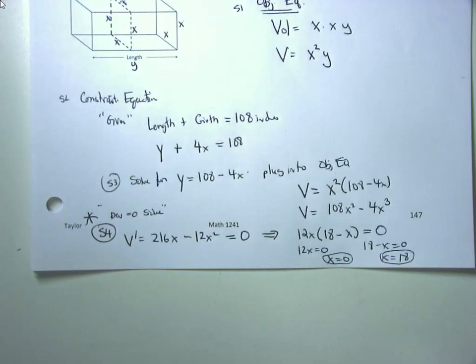I get two answers, 0 and 18. You know what happens when you traditionally do a max-min problem and get two answers? Because we didn't specify maximum or minimum, one of them is going to maximize and the other one's going to minimize. One of them typically makes sense, the other one makes absolutely no sense whatsoever. Guess which one of my two answers doesn't make any sense? 0.